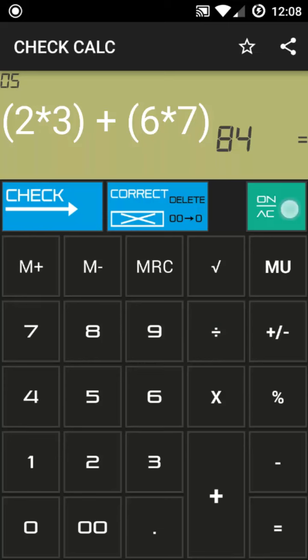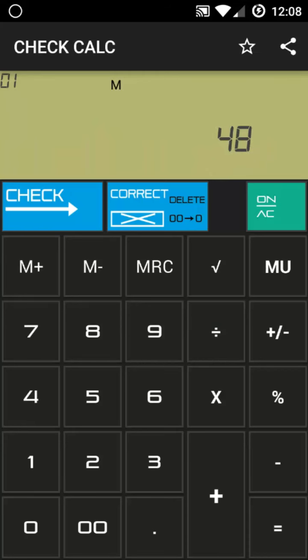To get the right answer, we have to use the memory operations. For example, 2 multiplied by 3 is 6, added to the memory. Then 6 multiplied by 7 is 42, added to the memory again. Now to recall the memory, press MRC, which is 48 and is the right answer.